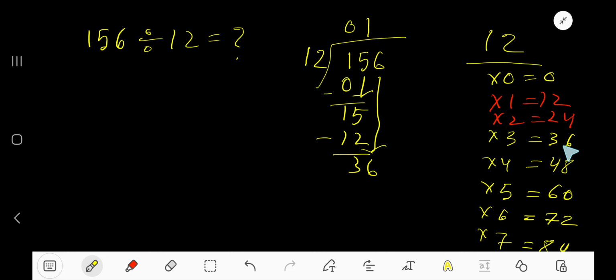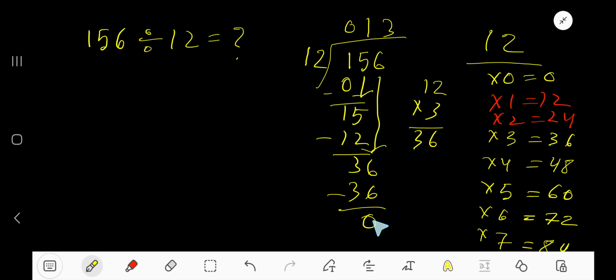12 goes into 36 how many times? 3 times. 3 times 12 is 36. Let me check. 3 times 2 is 6, 3 times 1 is 3, so 36, right? So 3 times 12 is 36.